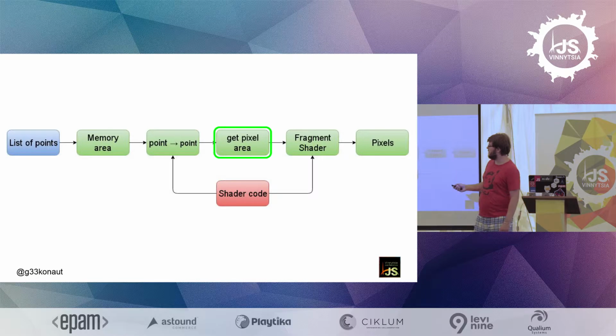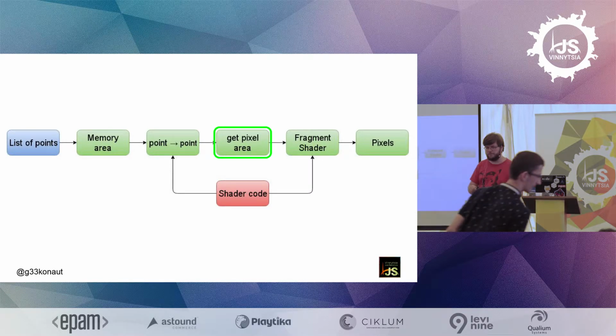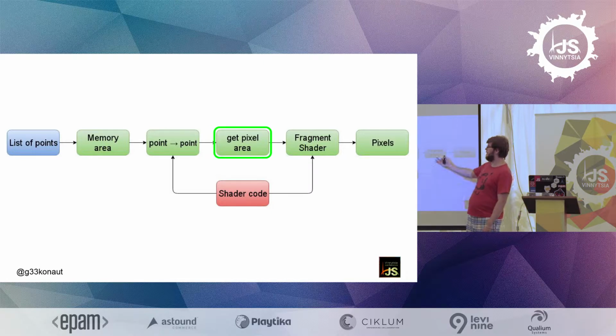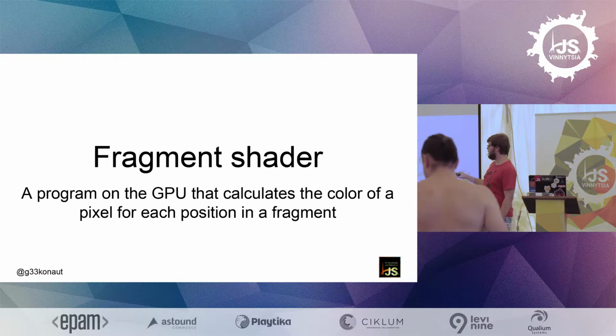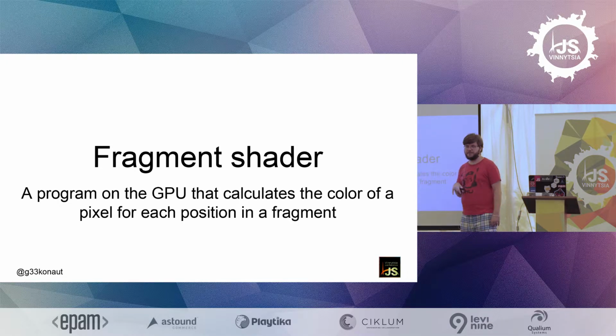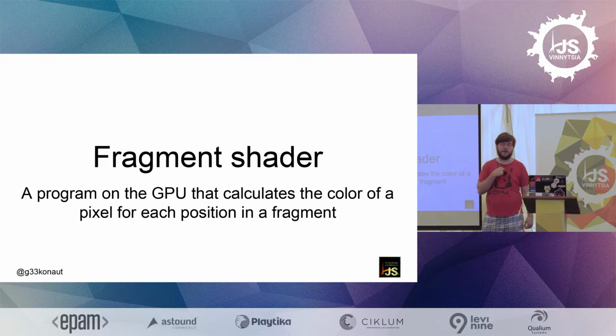Cool. So now we have our pixel area, and we know what we have to color in. But now we need to color it in. And hey, look at what's on the pipeline. It's the fragment shader. Again, shader. A shader is a program that runs on the GPU. Okay. And this time it's not a vertex shader, but a fragment shader. So what the fragment shader does is it calculates the color of each of these pixels in a fragment. So we have a program that can figure out what color to put where.